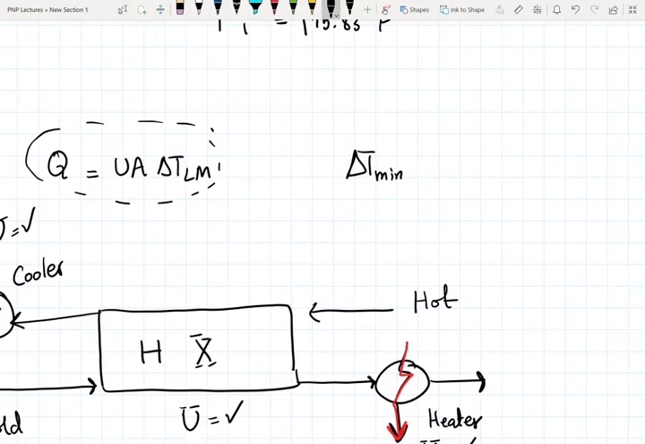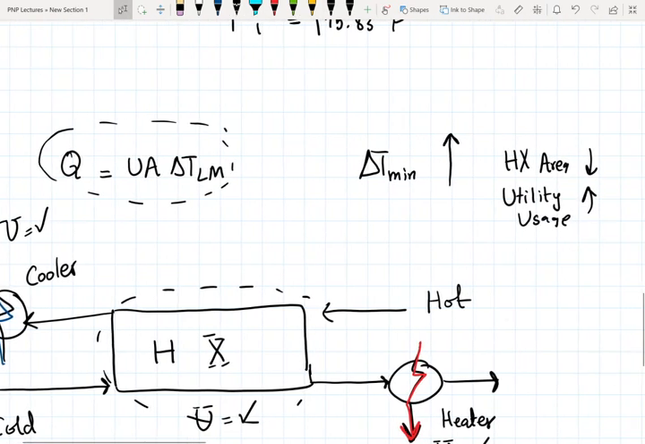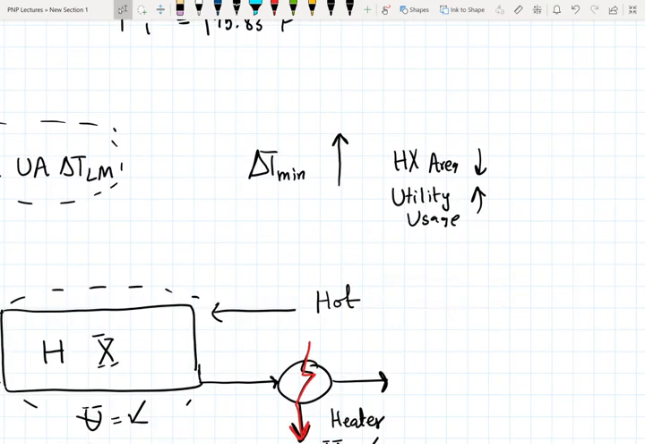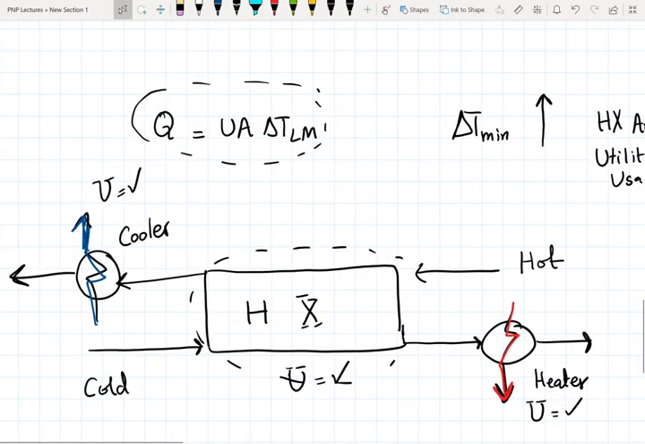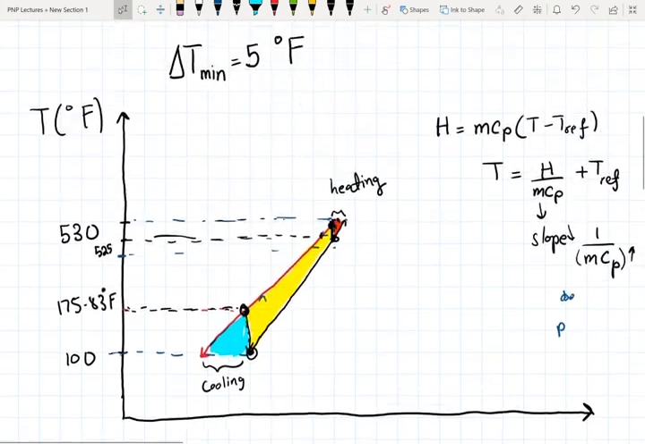As the minimum approach temperature increases, the area of this heat exchanger is going to go down, but your utility usage is going to go up, and vice versa. So that's the trade-off when you're selecting the minimum approach temperature, and you need an objective function that deals with the cost, with which you can perform an optimization.